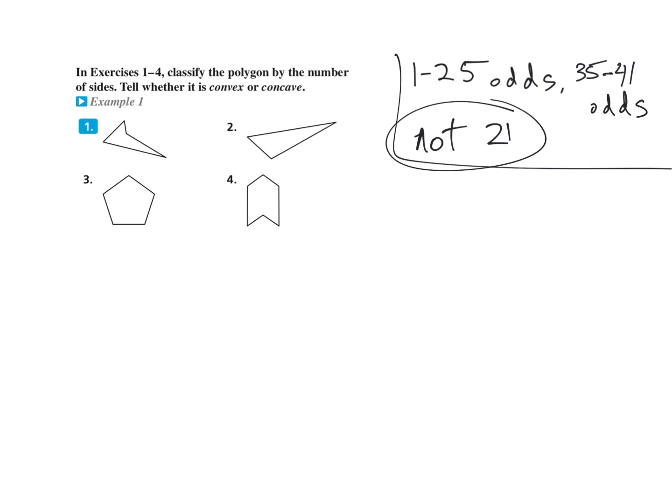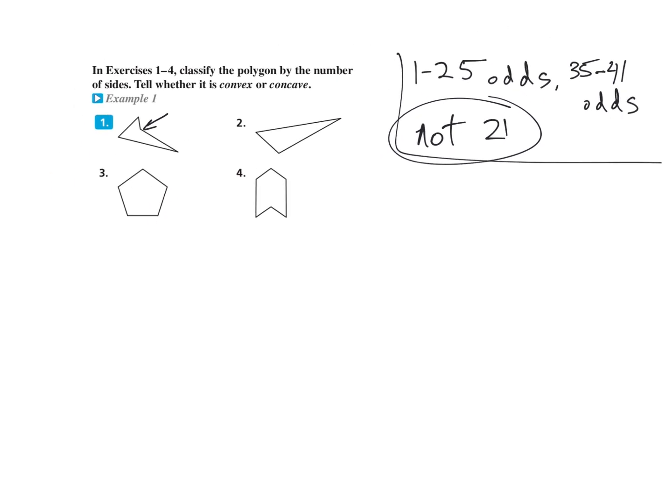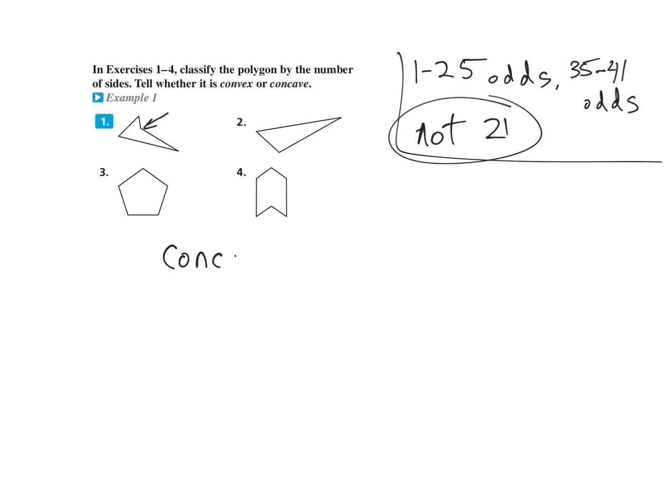We're doing convex and concave. If it forms a cave, then you call it concave. Anytime you have a vertex that goes in towards the middle of your figure, that's concave. So that will be concave. That's number one. Number three, none of these go in, they all go out. So that's going to be convex. Next slide.